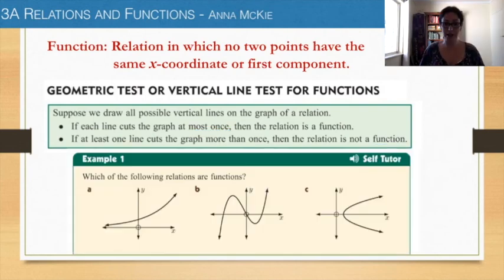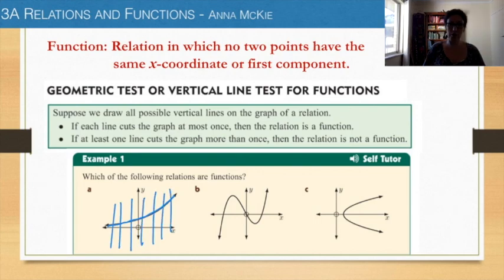Which of the following relations are functions? So they are all relations, but which are functions? So taking A there, looking at that curve, if you were to draw vertical lines through that graph at any or every point, how many times will those individual vertical lines cut through the graph? Once, at any point in time. So if you were to draw lines on like this, it's only going to cut through once. So that would be a function.